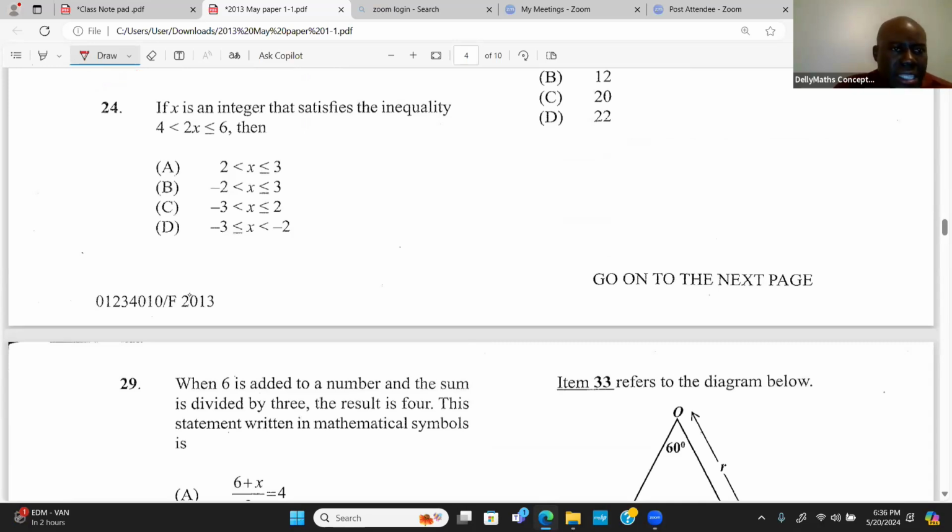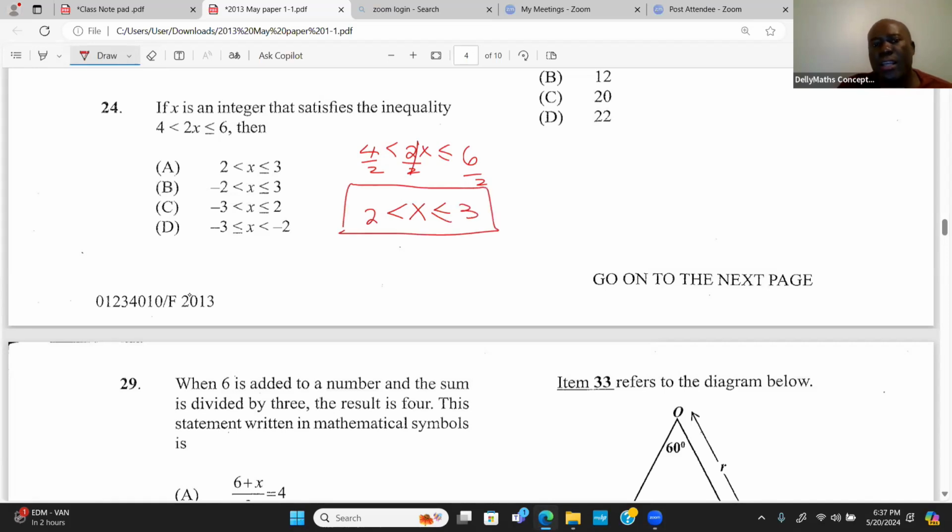Now, if X is an integer that satisfies the inequality here, all we're going to do is solve for X. So basically, X is in the middle. That means I need to divide by 2, and I'm going to do it everywhere. Let's break this down. I'm looking at 2. I'm going to write back my symbol here. So you can see that I'm left with X, and this is 3.